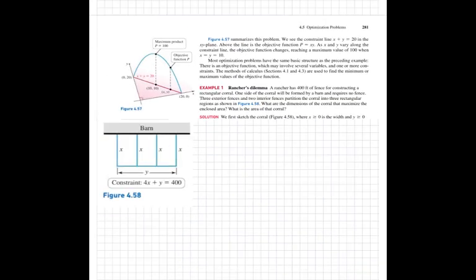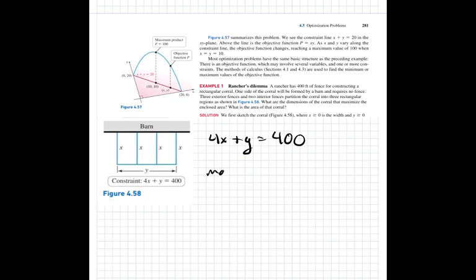Okay, so we have this image. So we have that 4x plus y equals 400, right? We want to maximize the area. So let's maximize the area, which should just be x times y, the area of this region.